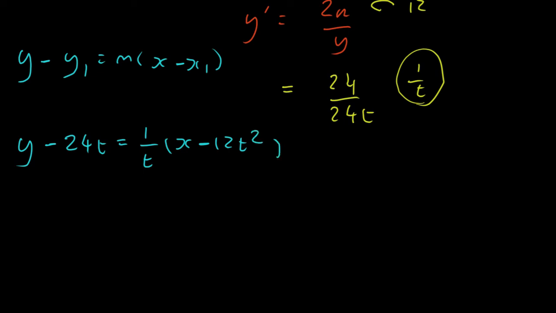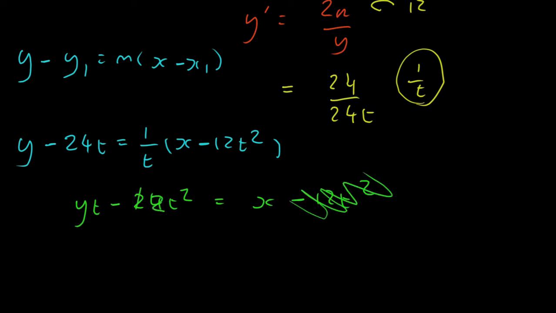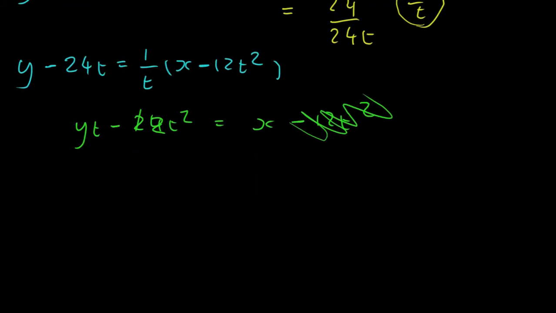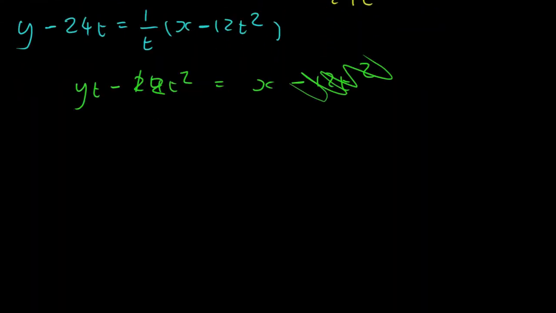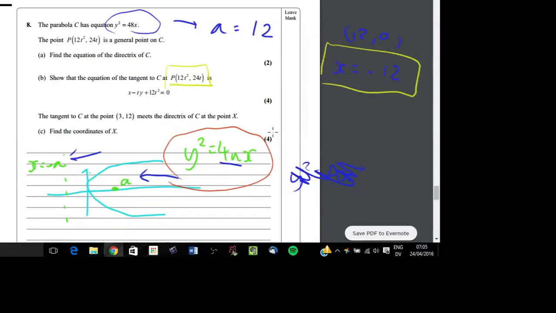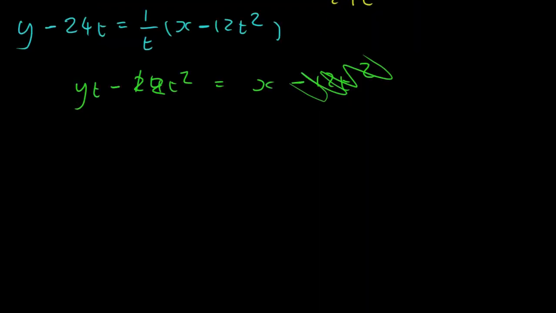Now, just simplify. Okay, so multiply it by t here. Remove the brackets. And we see that this guy becomes minus 12t squared. And is that just it? Yep. We're going to move the other stuff all to the other side. So this guy will go over here and y will go over here. So we see that we're going to have x minus yt plus 12t squared equals 0.